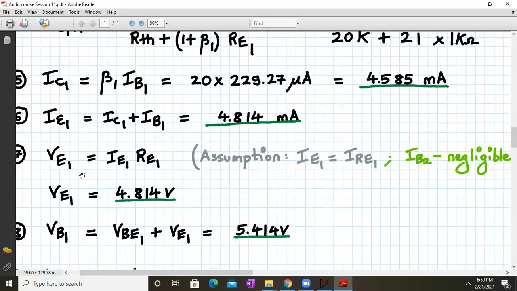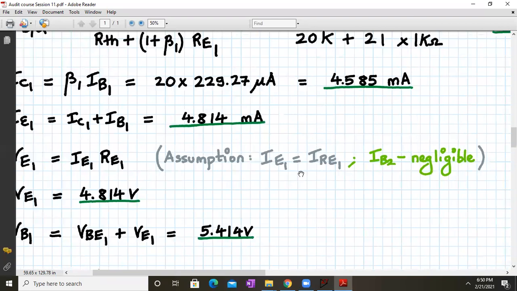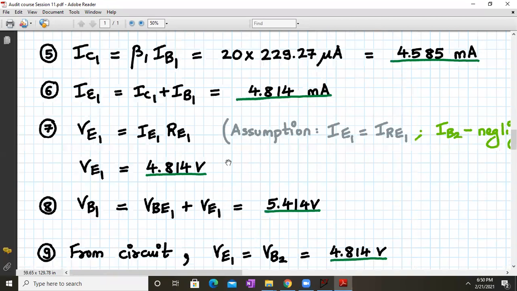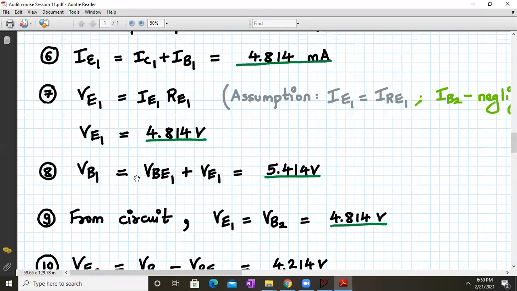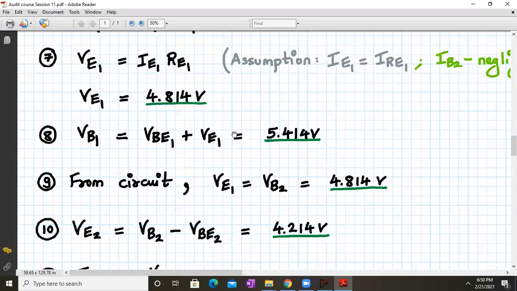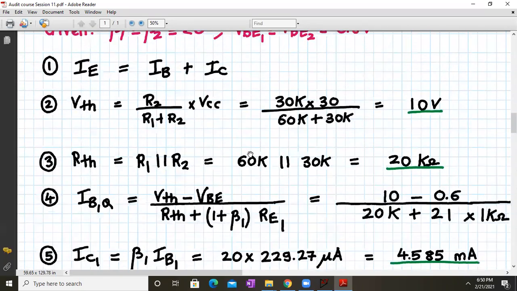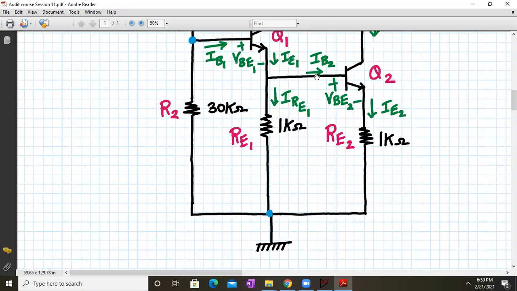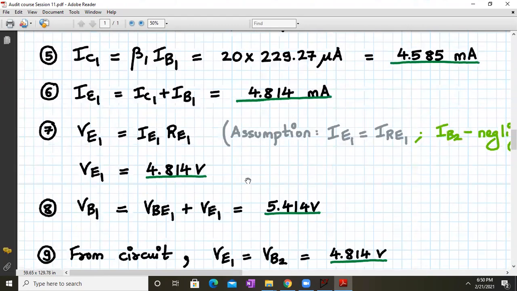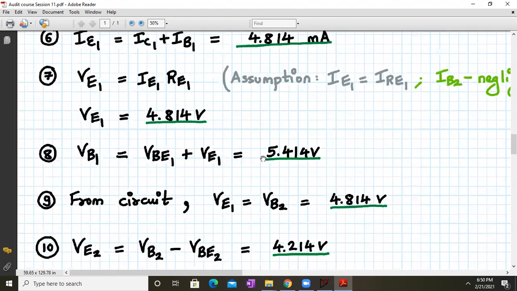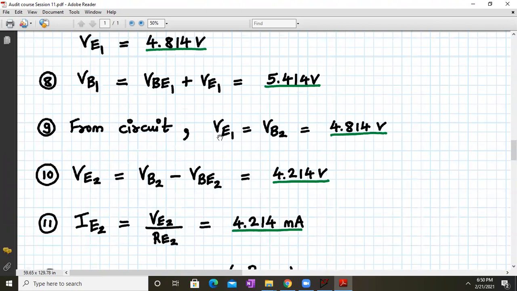That's what is written here. VE1 is IE1 into RE1, with the assumption that IE1 is equal to IRE1, assuming that IB2 is negligible. This is an assumption which we might change later on. The initial assumption. So we easily get VE1, which is 4.814 volt. Then VB1 will be VBE1 plus VE1, which will be 5.414 volt. And from the circuit, we can say that VE1 is the same as VB2. Let us see that. Yes, they are the same, directly coupled. So we can write VB2 equal to VE1, which is equal to 4.814 volt.